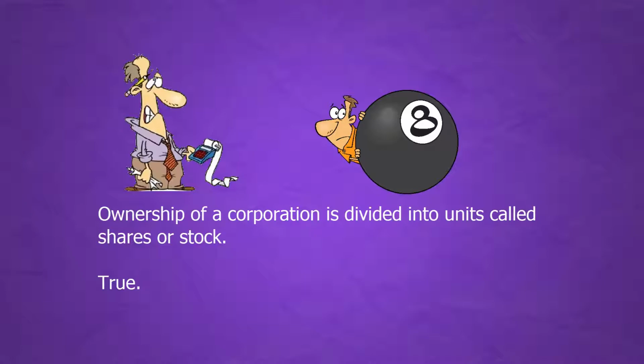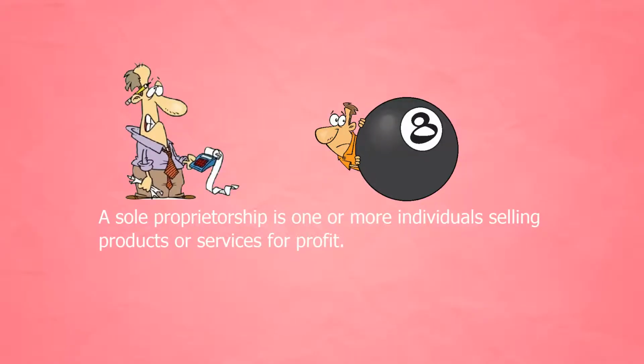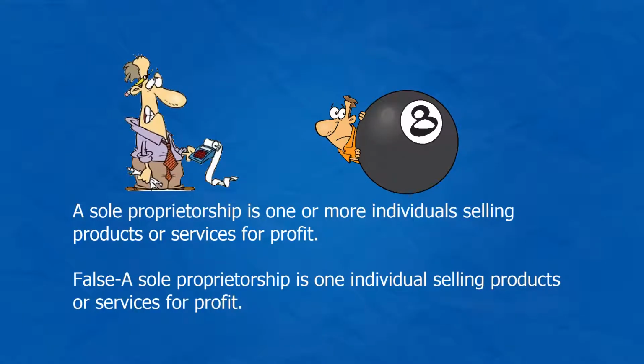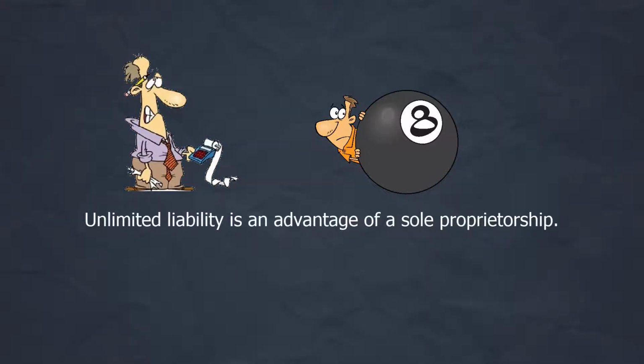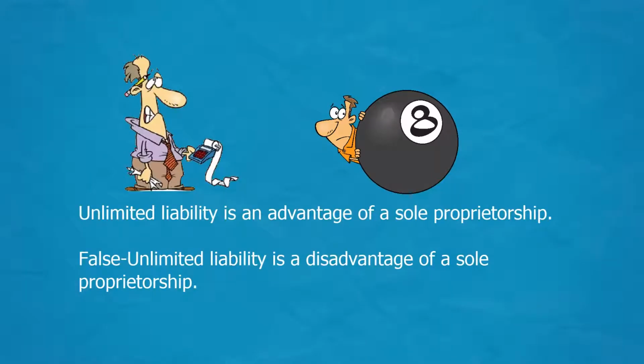A sole proprietorship is one or more individuals selling products or services for profit. False. A sole proprietorship is one individual selling products or services for profit. Unlimited liability is an advantage of a sole proprietorship. False. Unlimited liability is a disadvantage of a sole proprietorship.